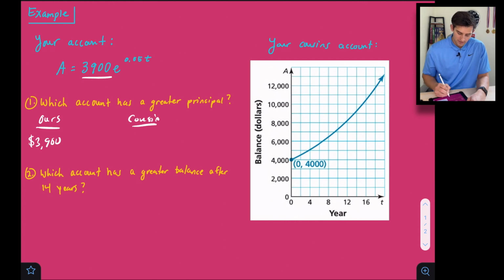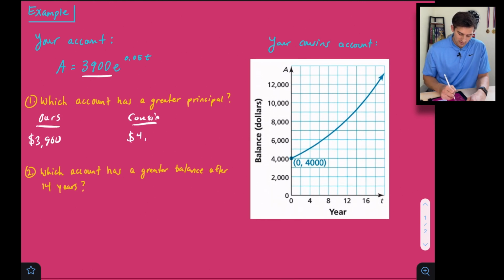So basically what we see right here for our cousin is our principal would be our y-intercept, or the initial value that we are starting with in our account. So which one has the greater principal? Our cousin is going to win that battle. They have $100 more than we do at the beginning. Now, number two says, which account has a greater balance after 14 years?